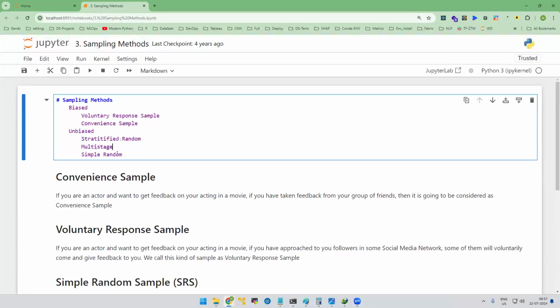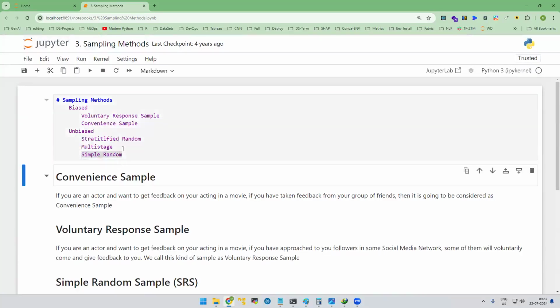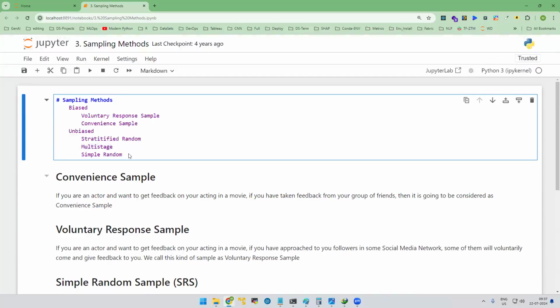Multi-stage is a combination of simple random and stratified. So you randomly pick 100 people, and out of these 100 people, you divide them into two groups, male and female, and you ask their feedback, or based on the age, you ask their feedback. That is multi-stage. Multi-stage is more realistic. It's not possible to go only with stratified random or simple random, right? So any questions on sampling methods?